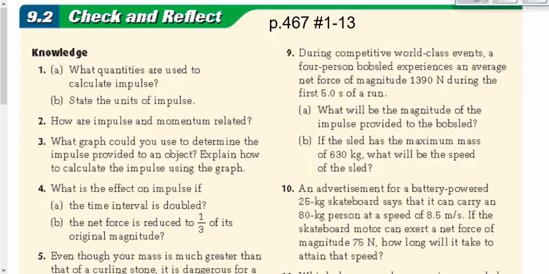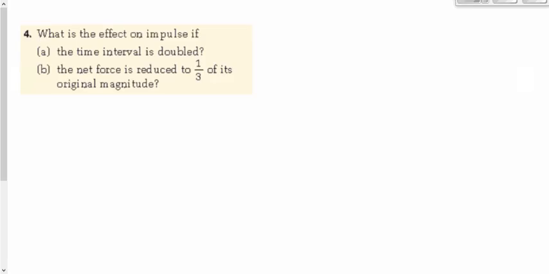First question to go over here, number 4, says, what's the effect on impulse if the time interval is doubled, if the force is reduced to 1/3 of its original magnitude? Someone in the last class brought up a really, really good point. He said, doesn't it depend upon whether the object is starting or stopping? Yes, it does. Because if the object is stopping, the impulse is predetermined, right? If the impulse is predetermined, then that means it doesn't matter what we do to the time interval. It's not going to affect the impulse. It's going to affect the force, but not the impulse.